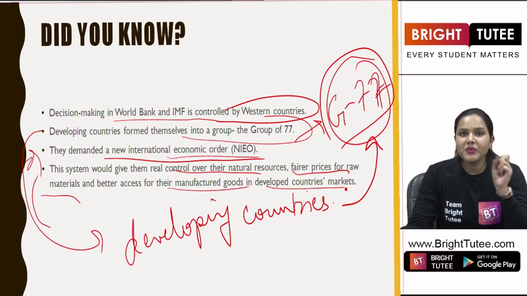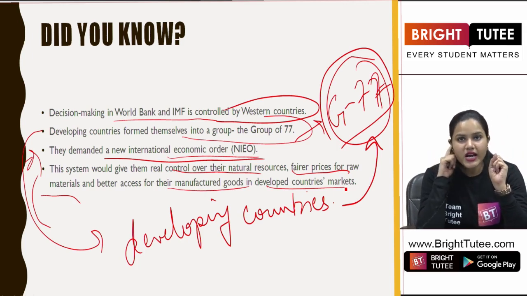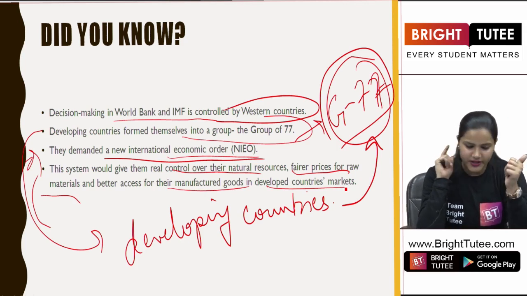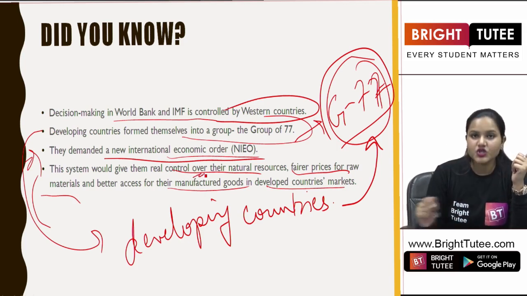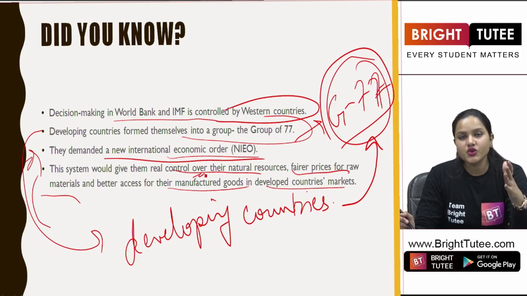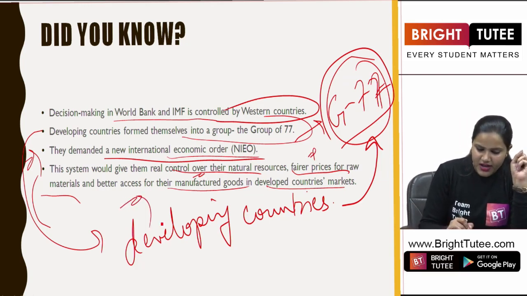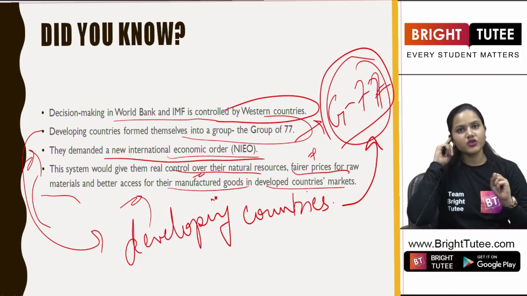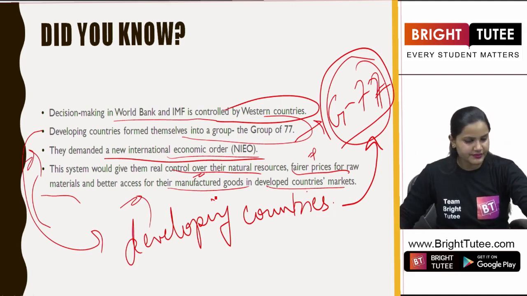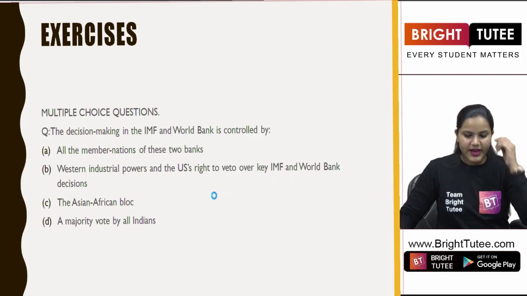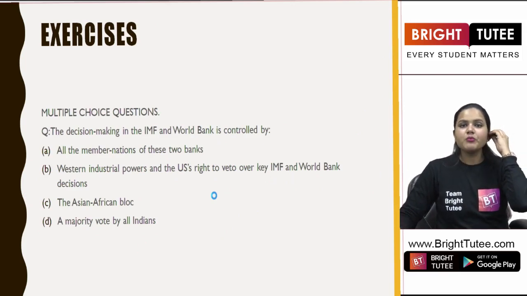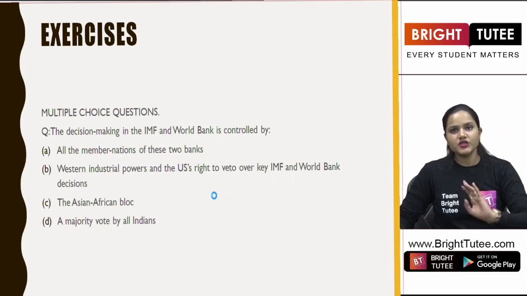So what were their main demands here? A new international economic order in order to give them real control over their natural resources. So the control should be in the hands of these people in the developing countries. Apart from that, fairer prices of raw materials and better access for their manufactured goods, right? Now this was all about the Bretton Woods institutions here, students.